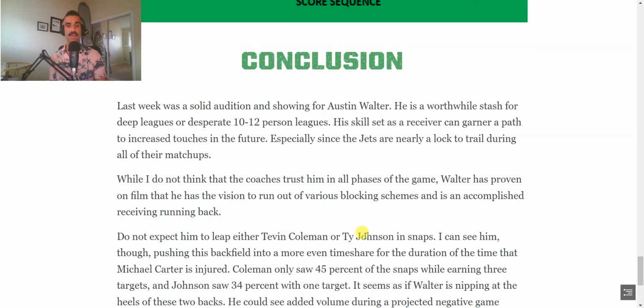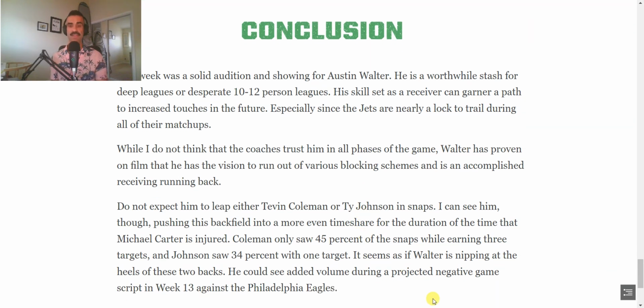I do not expect him to leap either Tevin Coleman or Ty Johnson in snaps. I can see him, though, pushing this backfield into a more even timeshare for the duration of the time that Michael Carter is injured. Coleman only saw 45% of the snaps last week while earning 3 targets, right? So it's nothing huge. He didn't even have over 50% of the snaps. Ty Johnson saw 34% of the snaps with 1 target, right? So almost 9% more than what Austin Walter had, a guy who was just elevated from the practice squad, and he got 1 target.